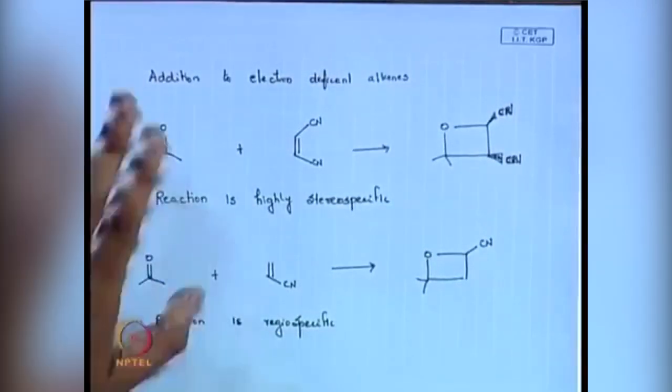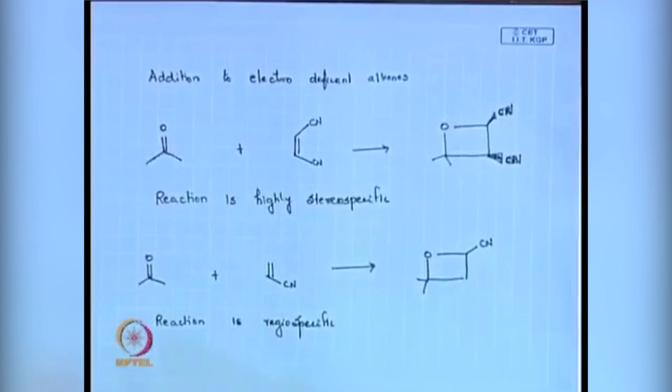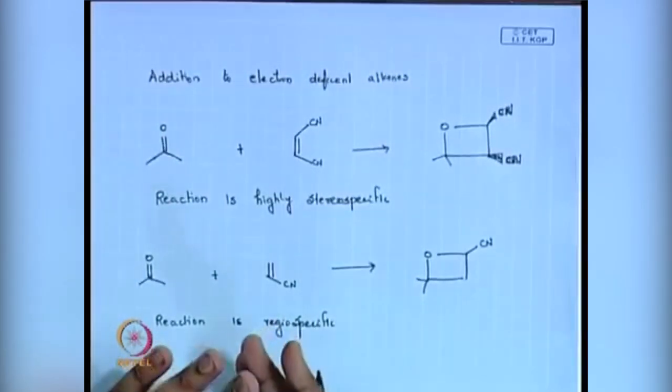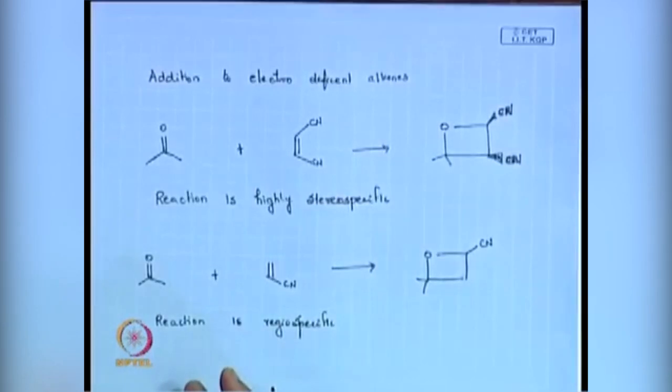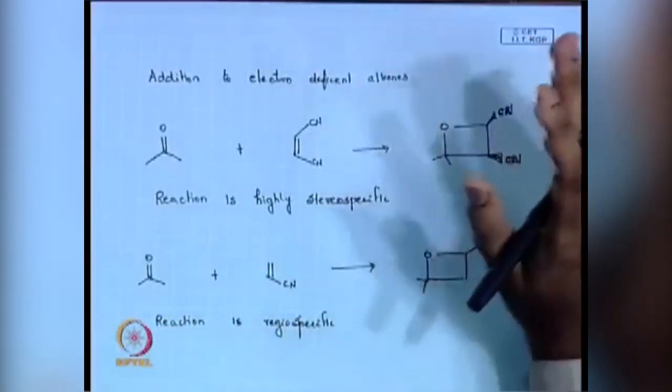See, this is the beauty of addition to pi systems. If you take an electron rich alkene, your reaction is not stereospecific and the reaction is not even regiospecific. But the other way around, if you take an electron deficient alkene, the reaction becomes more stereospecific and regiospecific.